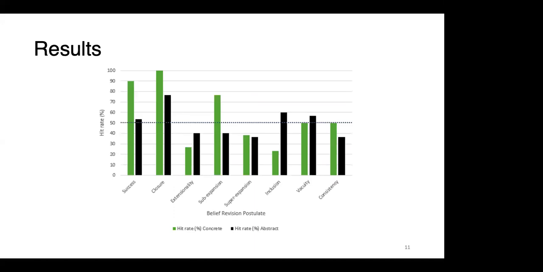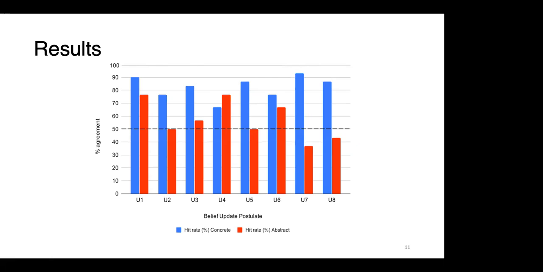In this next graph, we show the hit rates for belief revision. We found that 3 of the postulates, success, closure, and vacuity, have correspondence. And in our last graph, we show the hit rates for belief update. We found that half of the postulates, or 4 of them, U1, U3, U4, and U6, have correspondence.